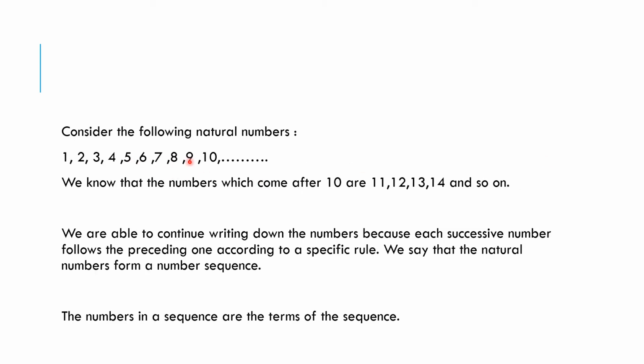Consider the following natural numbers: 1, 2, 3, 4, 5, 6, 7, 8, 9, 10, etc. We know that the numbers which come after 10 are 11, 12, 13, 14 and so on. We are able to continue writing down the numbers because each successive number follows the preceding one according to a specific rule. We say that the natural numbers form a number sequence. The numbers in a sequence are the terms of the sequence.